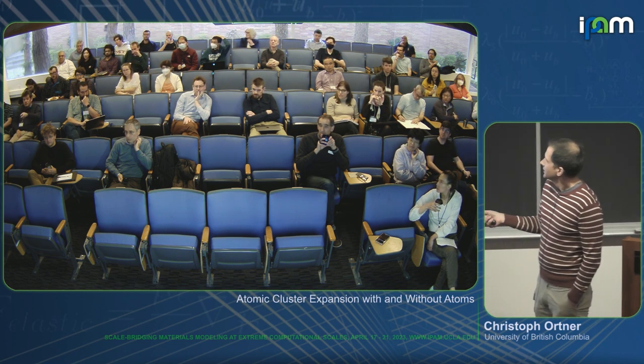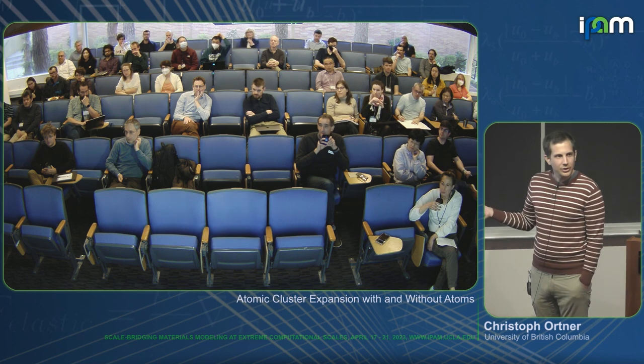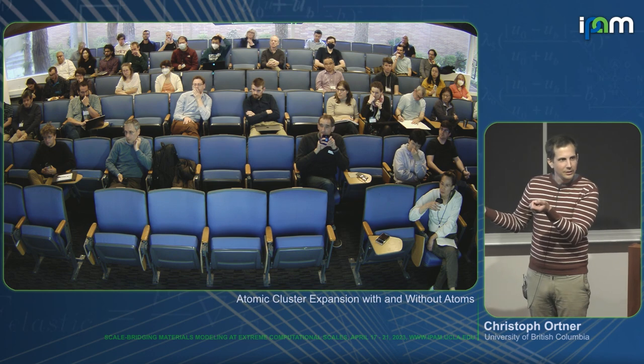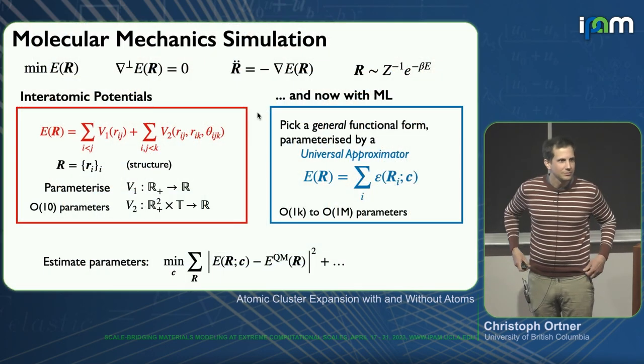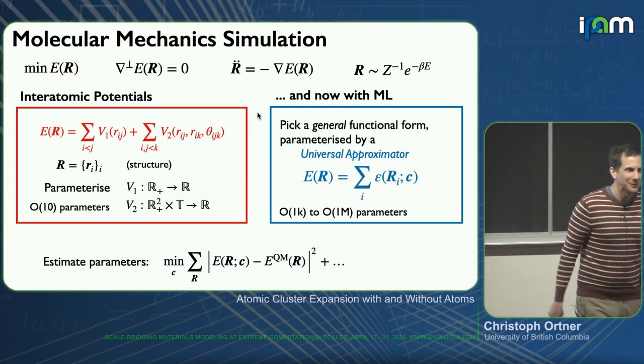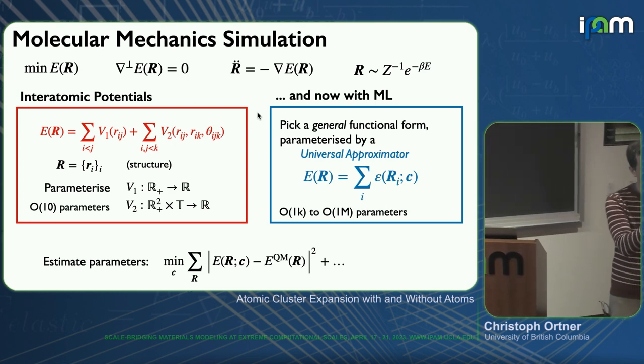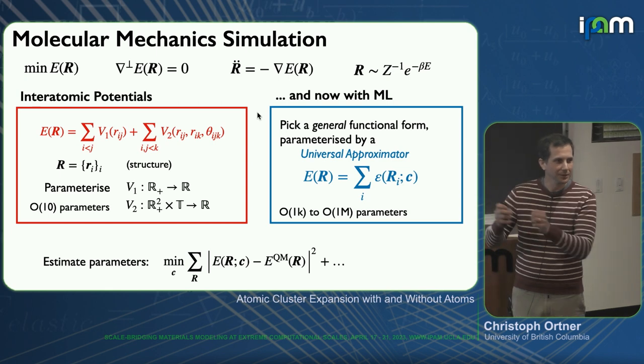Yeah, okay. But epsilon is universal for all environments? There's one function. You take the atomic environment as the input into epsilon. And then you have some parameters, because you need to fit some parameters to something, right? You can't do it without that. Okay, but it is a mapping from atomic environments to a real number.